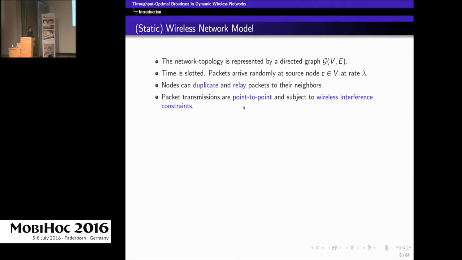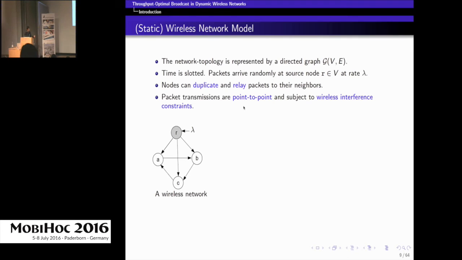Now the packet transmission. We consider point-to-point links. For example, think of 60 gigahertz networks where we have directed antennas. So we have point-to-point links, and these links are subject to wireless interference constraints. What do I mean by that? Suppose I have this network. Now I cannot activate all the links simultaneously in a wireless network because of mutual interference. So only a specific subset of links can be activated together at a slot.